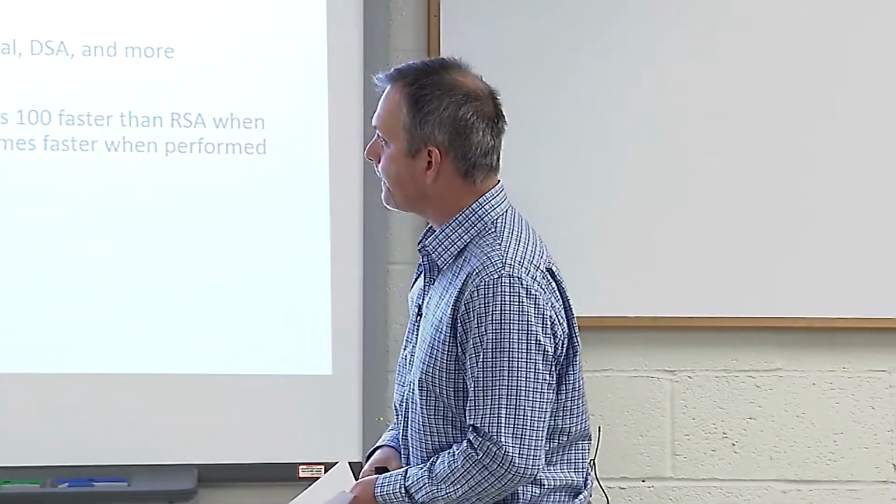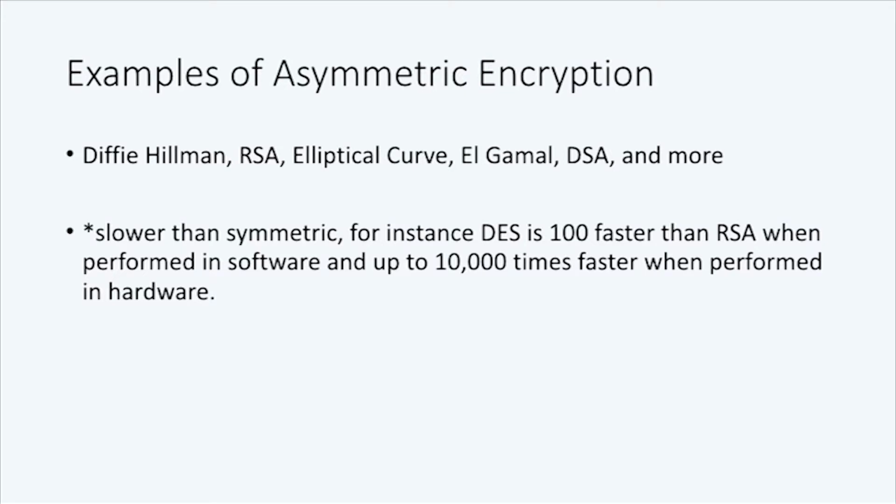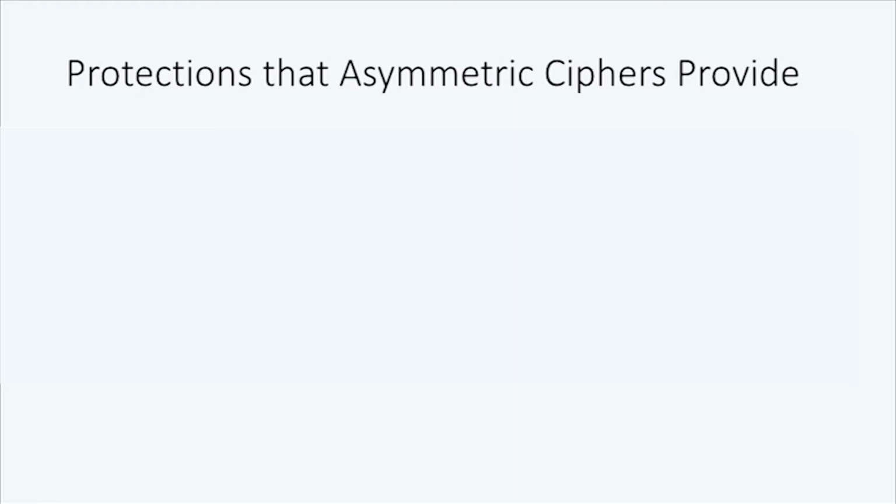used today. Now it's interesting to note asymmetric encryption is much slower, relatively speaking, than symmetric encryption. For instance, regular old DES is 100 times faster than RSA encryption when performed in software, and actually tens of thousands of times faster when performed in hardware. But asymmetric encryption provides protections that symmetric encryption can't provide.